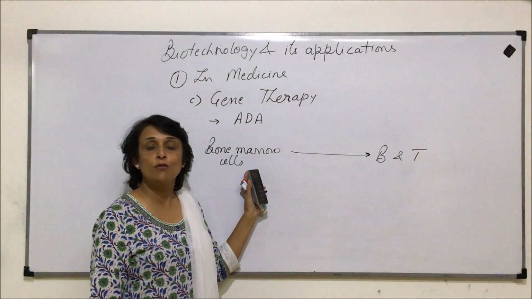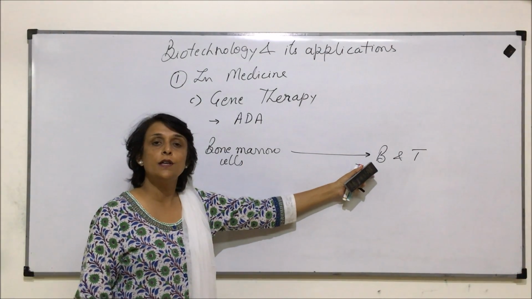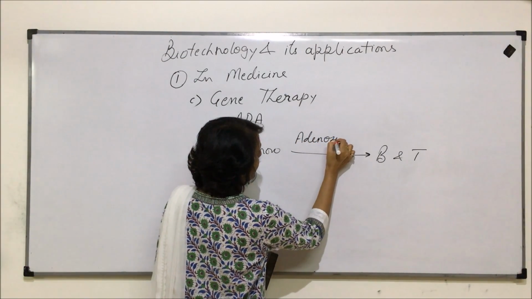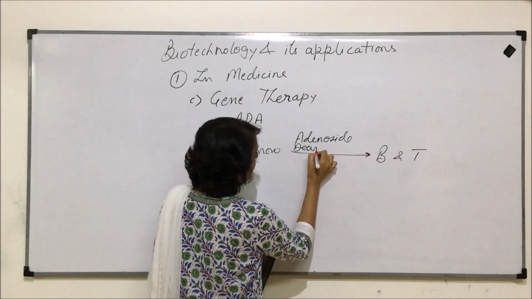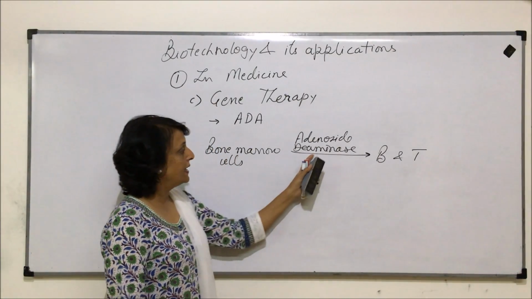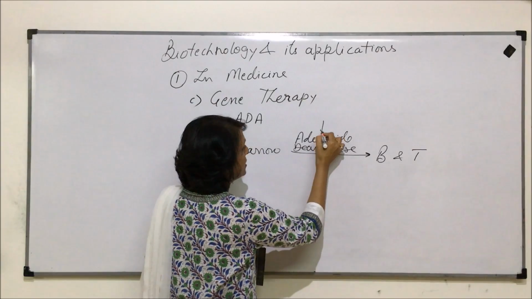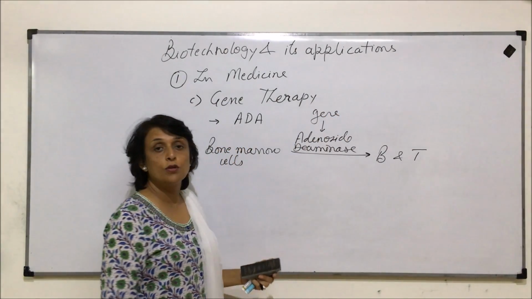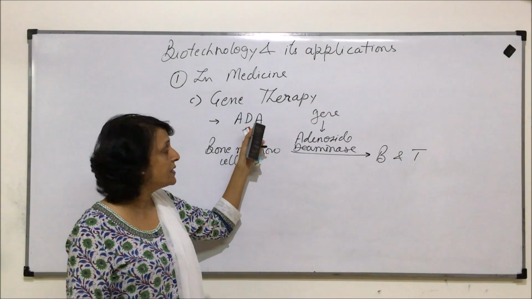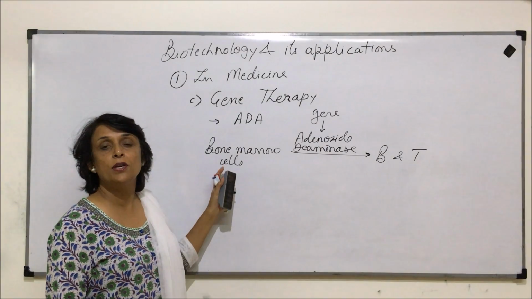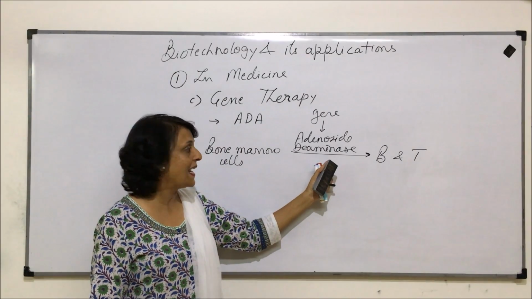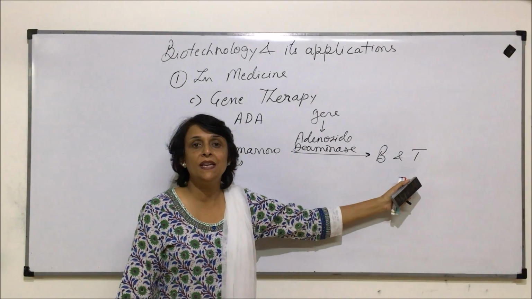For these bone marrow stem cells to get converted into B and T cells, an enzyme called adenosine deaminase is required. And this enzyme is a protein, so there is a gene which undergoes transcription and translation to form this enzyme. The abbreviation which we use for this enzyme is ADA. So in normal situation, the stem cells which are present in the bone marrow, in presence of this enzyme, that is ADA, divide to form B and T cells.